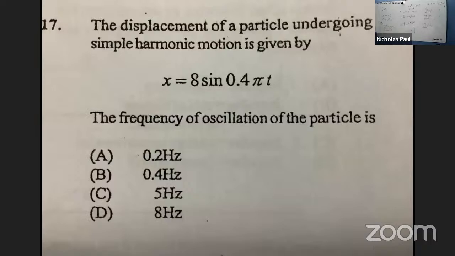While you're writing that down, I want you to tell me what is velocity and acceleration. When you do that, I want to ask you a question after: what is the maximum velocity and what is the maximum acceleration? X naught is maximum displacement. My question is, what is maximum velocity based on that? So take that same equation, find velocity for me, and after you find velocity, find acceleration.